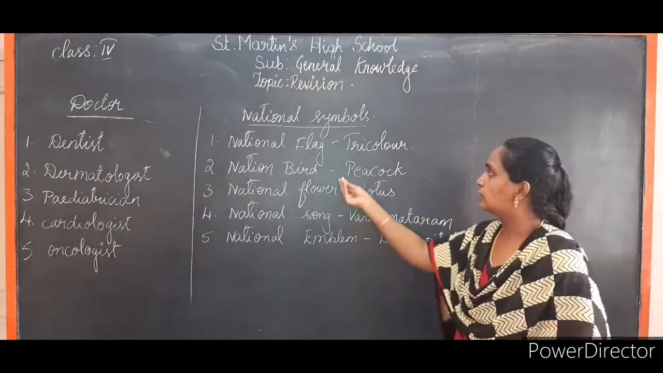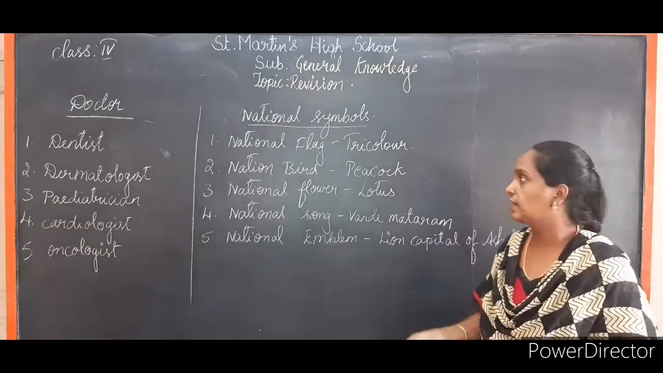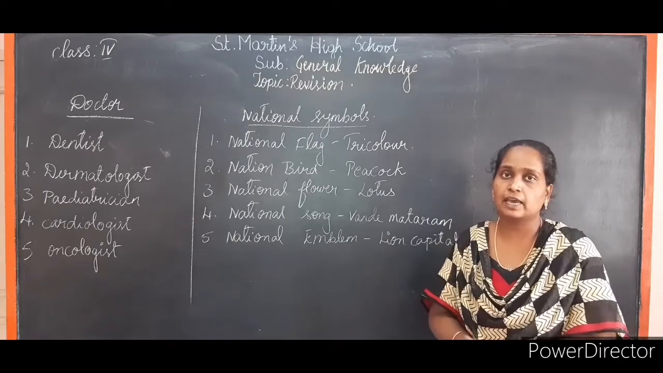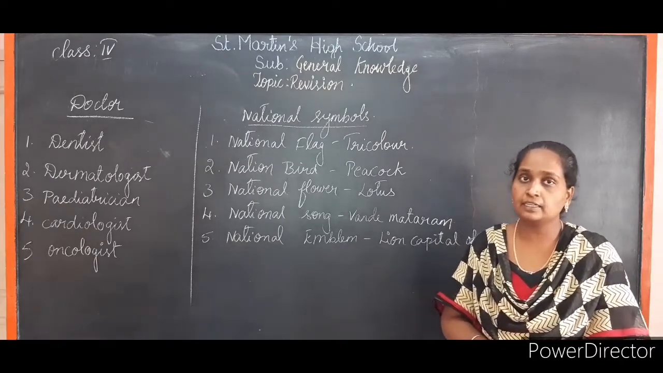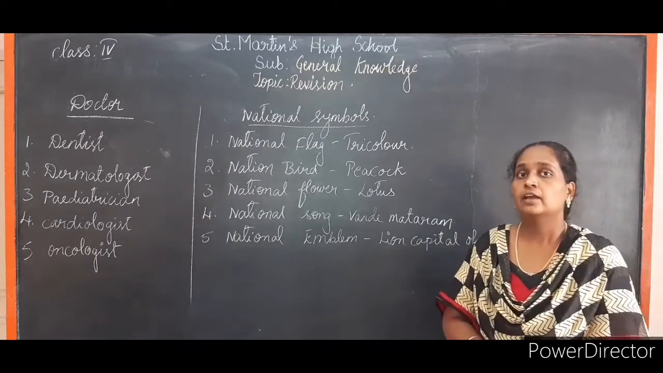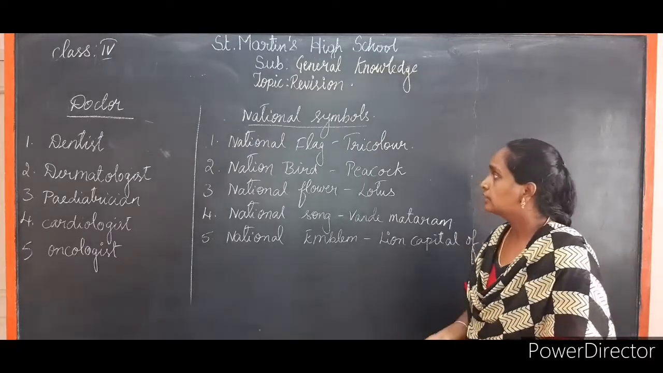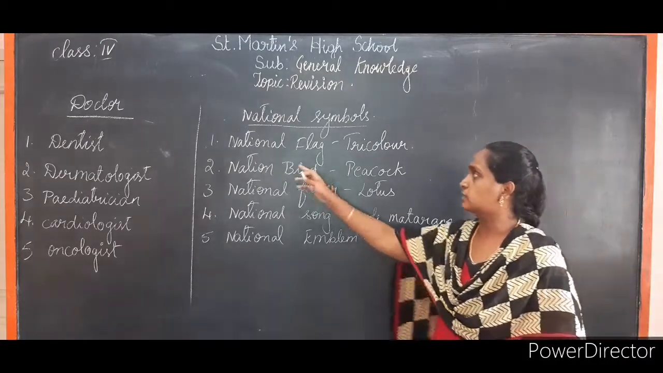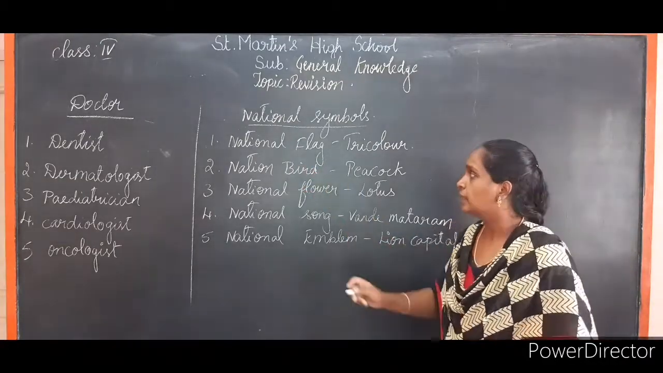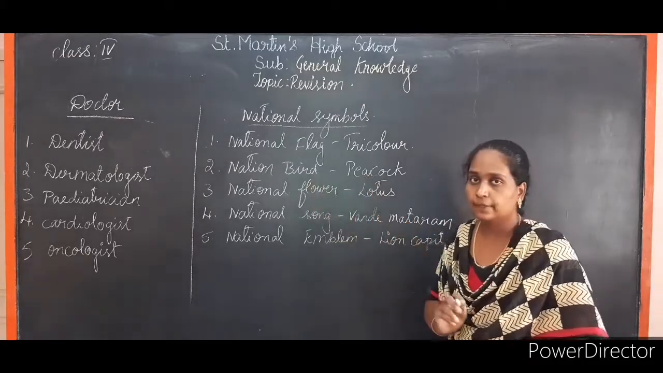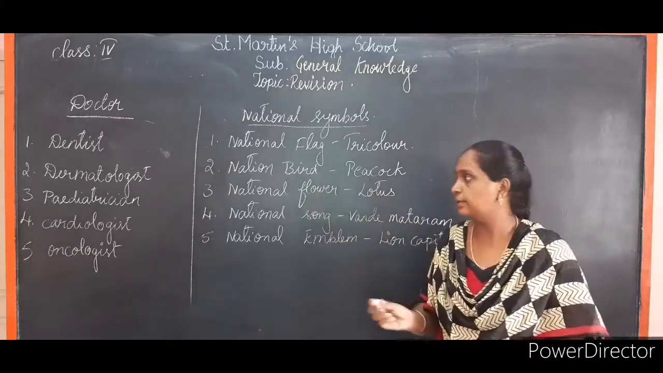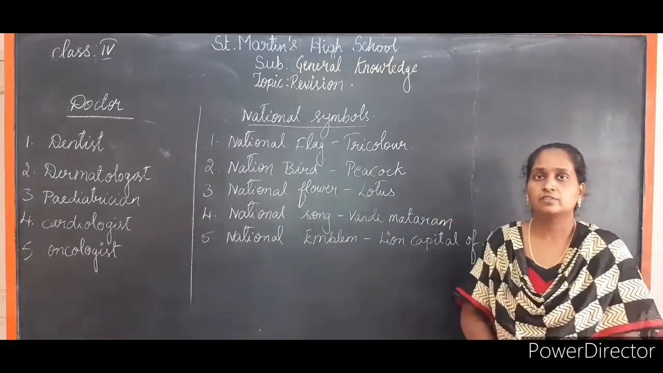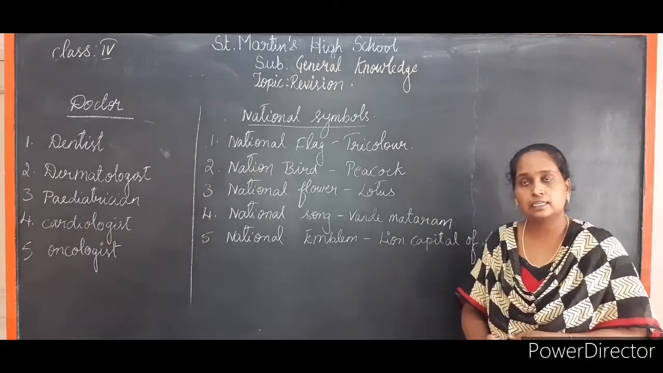Okay, the national flag. The national flag is the Tiranga, tricolor. At the top we have saffron, in the middle white, and then at the bottom we have green. This three color flag, Tiranga, tricolor flag, is the national flag of our India. And the national bird is the peacock. Peacock is our national bird. National flower is the lotus. Where will it grow, children? It will grow in the ponds and the lakes.